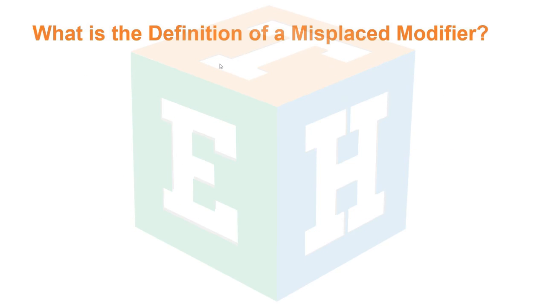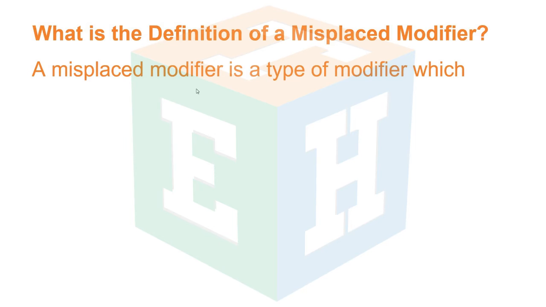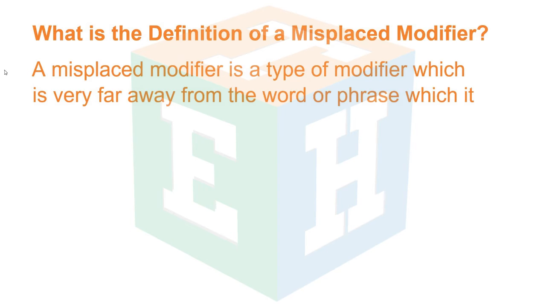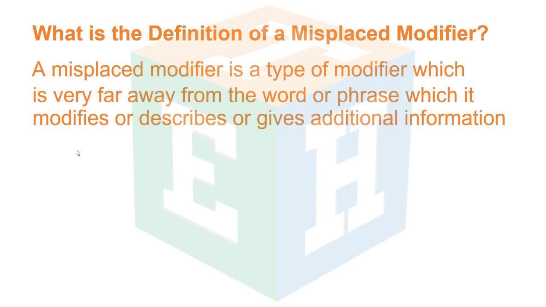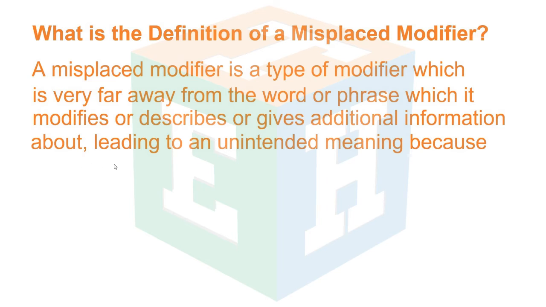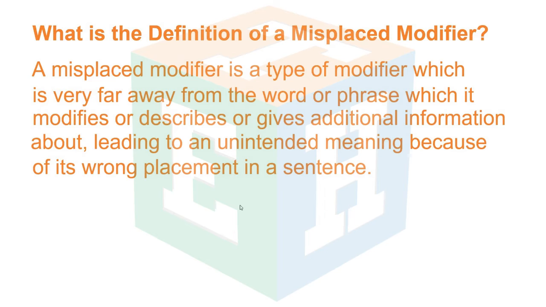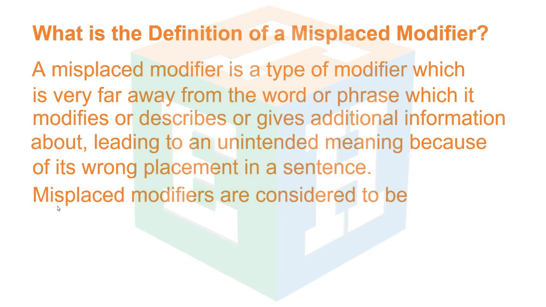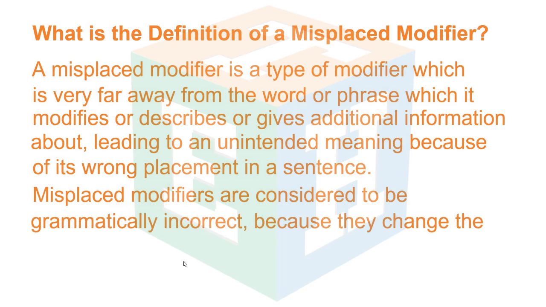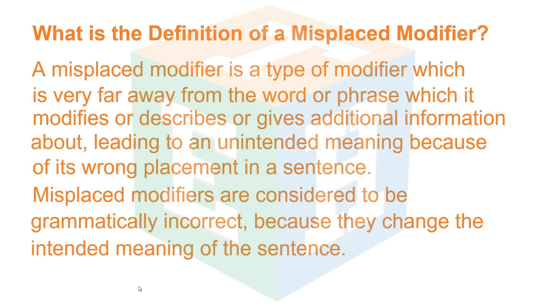What is the definition of a misplaced modifier? A misplaced modifier is a type of modifier which is very far away from the word or phrase which it modifies or describes or gives additional information about, leading to an unintended meaning because of its wrong placement in a sentence. Misplaced modifiers are considered to be grammatically incorrect because they change the intended meaning of the sentence.